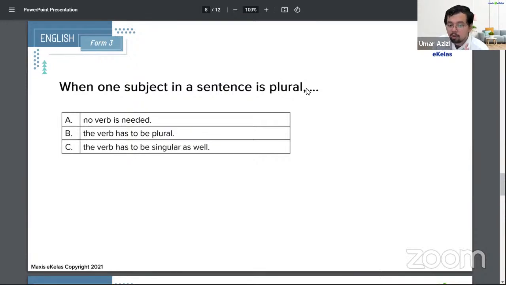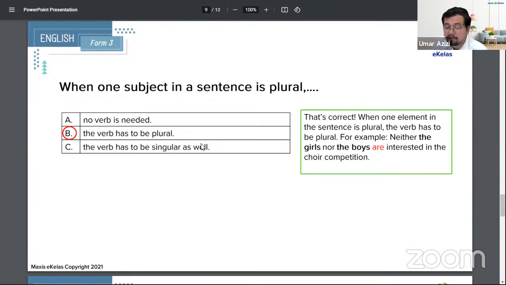Now we're talking about two things. If one subject is singular and one is plural, which one is it? Is it A, B, or C? The verb has to be plural, or the verb has to be singular as well. The answer is B. The verb has to be plural.